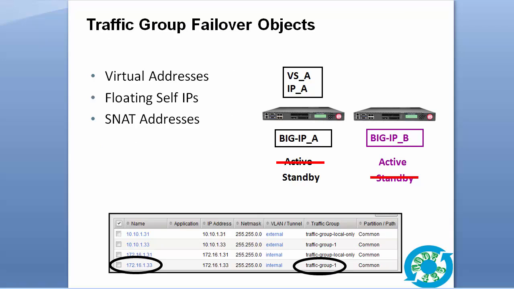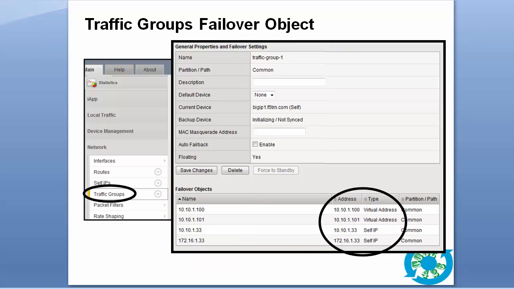Only certain types of configuration objects can belong to a traffic group. Examples are self-IP addresses and virtual IP addresses. Traffic groups contain failover objects, such as a virtual address or a floating self-IP. Another way to describe failover objects is they are all ARP-able objects, so SNATs and NATs also fall into this list.